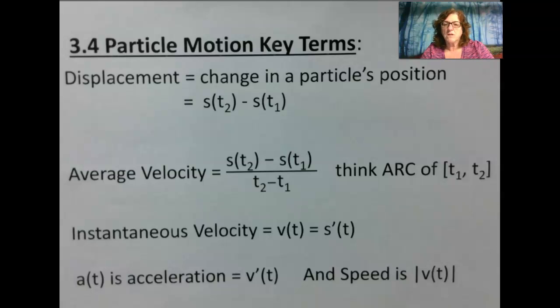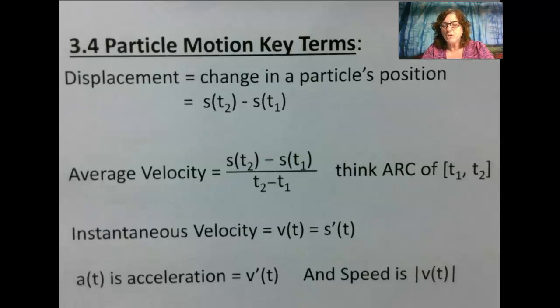We will also talk today about speed, which is the absolute value of velocity. So if I give you a velocity graph and I ask you to graph the speed graph from it, any values of v of t that are down below the x-axis are going to reflect over the x-axis up to the positive values, and we'll go through an example of that a little bit later on.